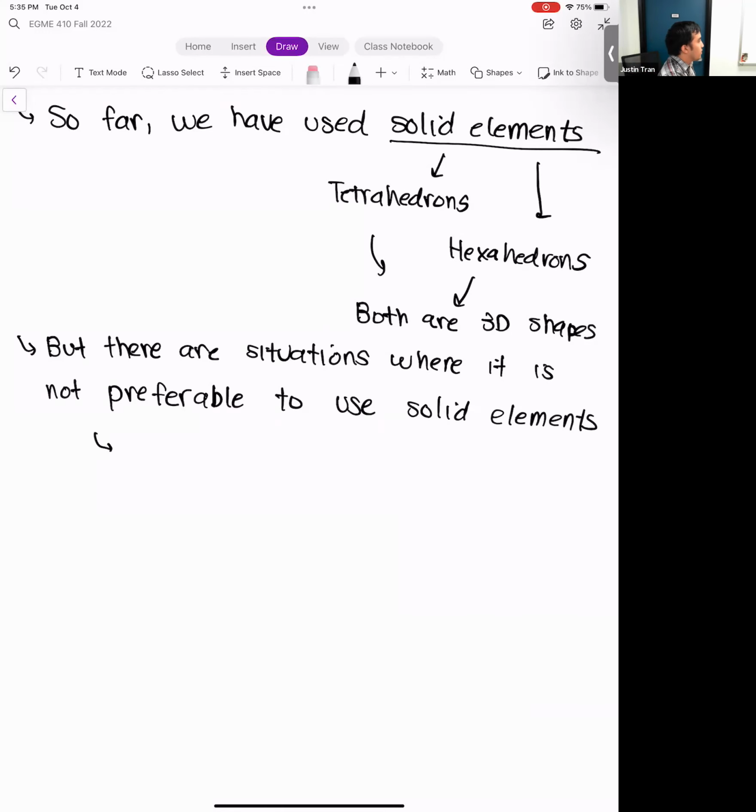Those cases are situations when our geometry itself doesn't look like a fully three-dimensional object. That sounds like a weird paradox, but I'll explain in a second. When I say it doesn't look 3D, what I mean is that we can sometimes better represent it as either a 2D or even a 1D structure. What cases come to mind for that? Those are cases when your geometry is either very, very thin or very, very slender.